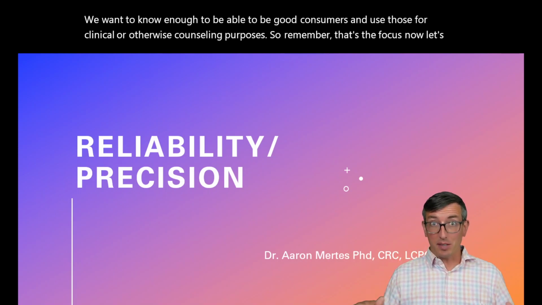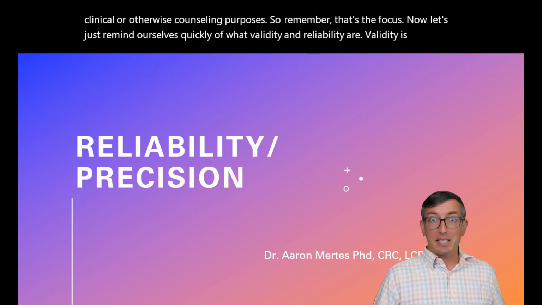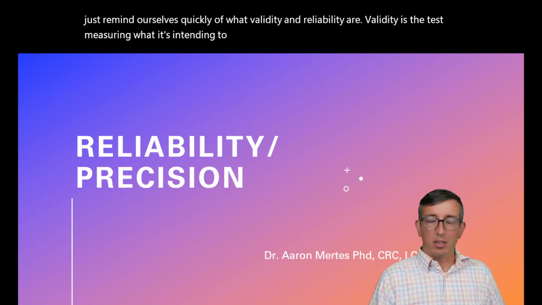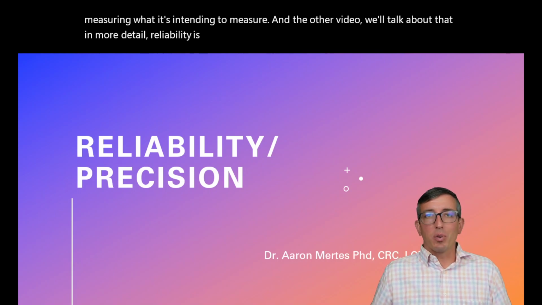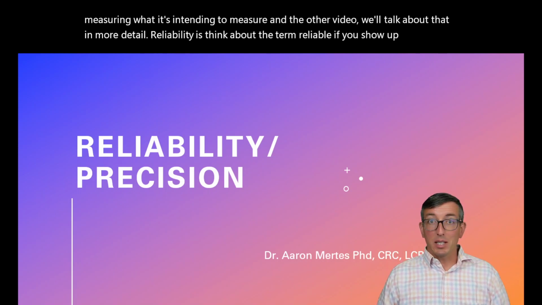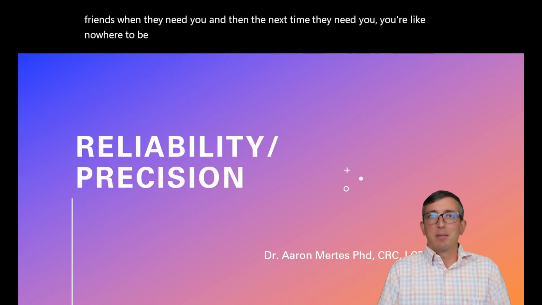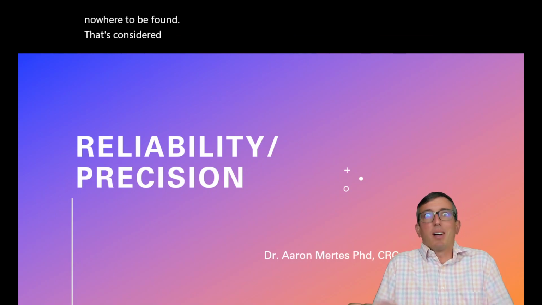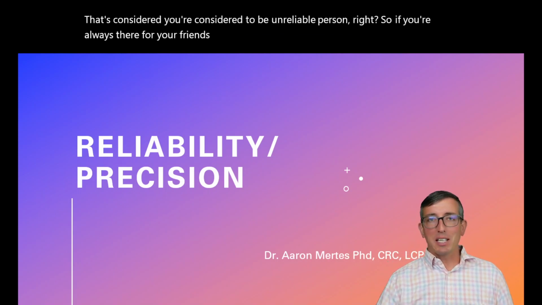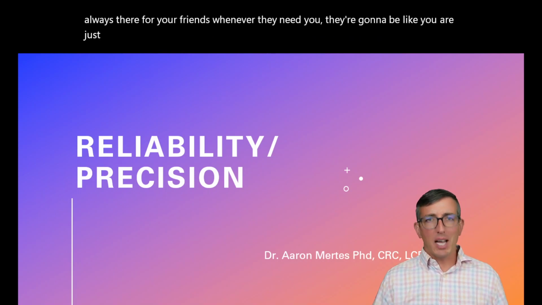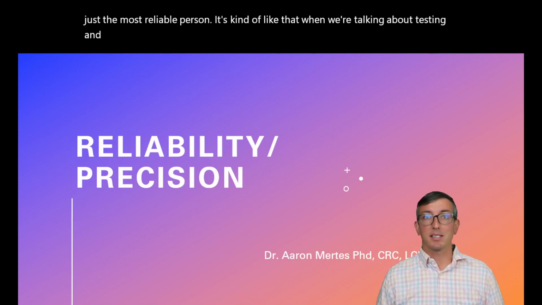Now, let's just remind ourselves quickly of what validity and reliability are. Validity is: is the test measuring what it's intending to measure? In the other video, we'll talk about that in more detail. Reliability: think about the term reliable. If you show up for your friends when they need you, and then the next time they need you, you're nowhere to be found, you're considered to be an unreliable person, right? So if you're always there for your friends whenever they need you, they're going to say, you are just the most reliable person. It's kind of like that when we're talking about testing and assessment processes.